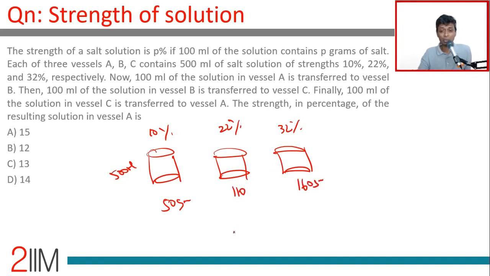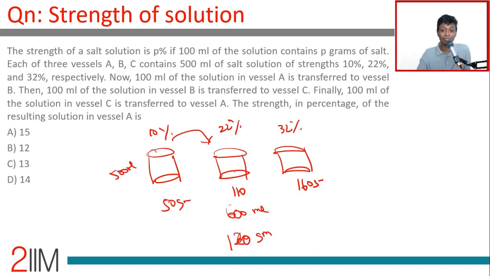Now 100 ml of the solution in vessel A is transferred to vessel B. 100 ml of the solution in vessel B is transferred to vessel C. Finally, 100 ml of the solution in vessel C is transferred to vessel A. And so, do it step by step. First, we'll transfer from here to here. And so, 1/5 is taken away. Now this will have 600 ml. 120 grams will be there. It becomes a 20% solution.